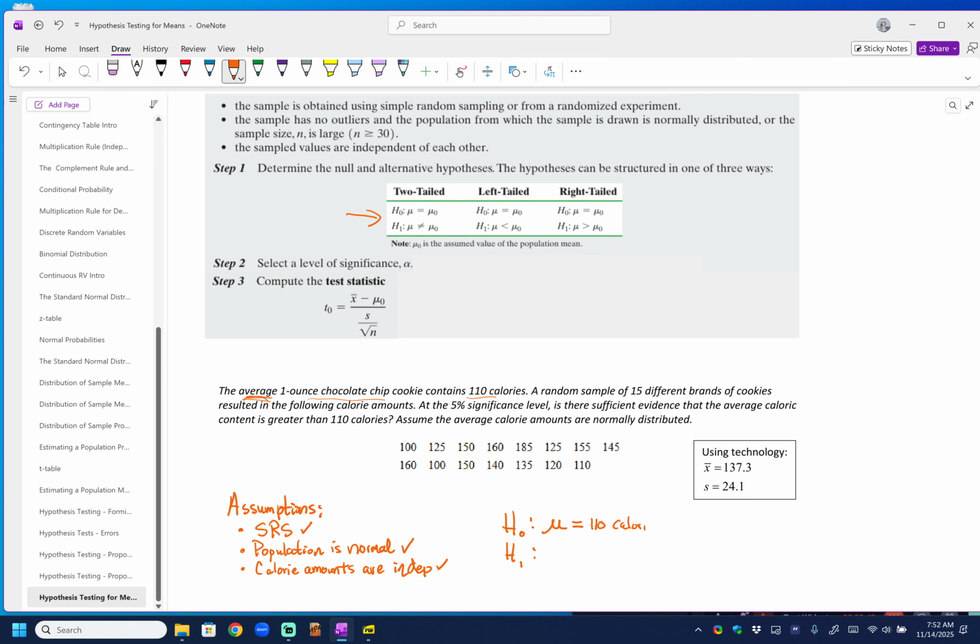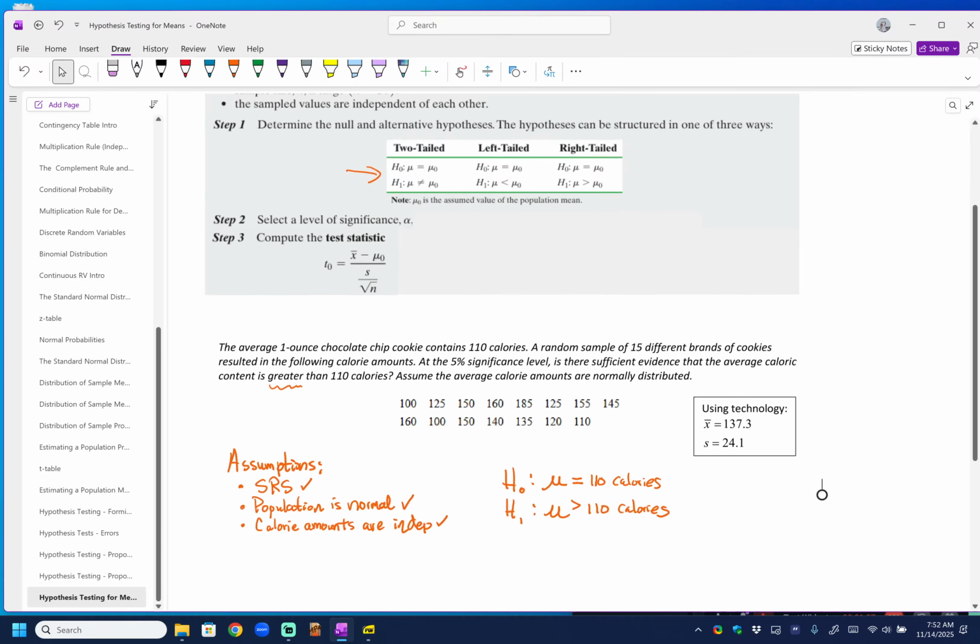All right, and the alternative, we're looking for some language that helps us with whether this is a left, right, or two-tailed test. You can immediately pick out, hopefully, in the question in the statement, the words "greater than 110." So that means we are here with the null and alternative. And of course, our significance level was also given to us as 0.05. That will come in later when we're decision making.